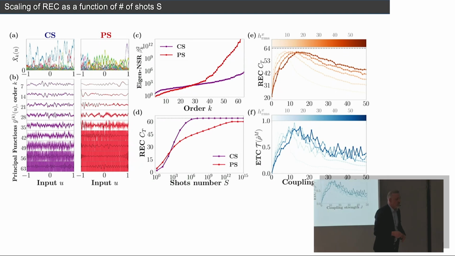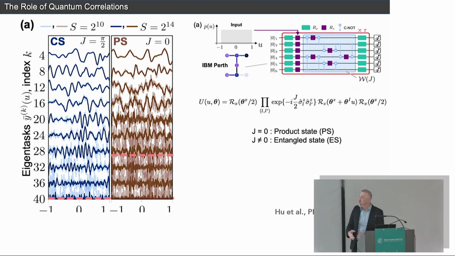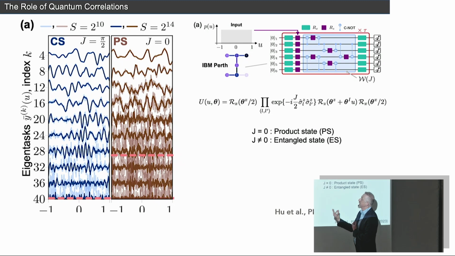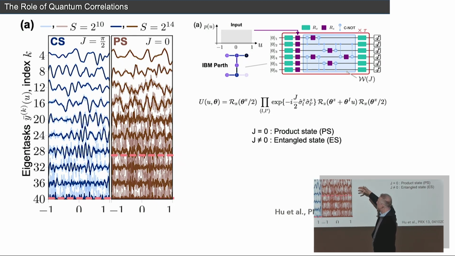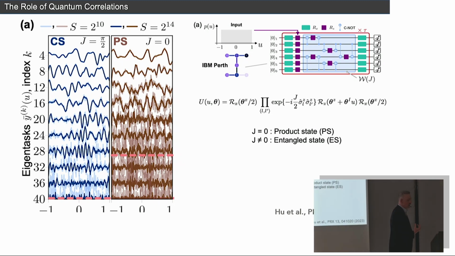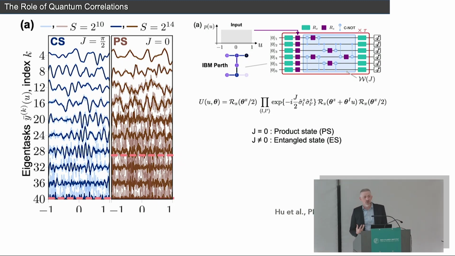And so you may then wonder, how do eigentasks look for entanglement encoding and product encoding? You will find that these functions are not very different in nature. They oscillate similarly and so on. It's not that one is much more complex than the other. But what you can say for sure is that the product state encoding gives you a transition to noisy eigentask features much faster. There are very few high signal-to-noise ratio functions. So apparently entanglement gives you some protection towards sampling noise.